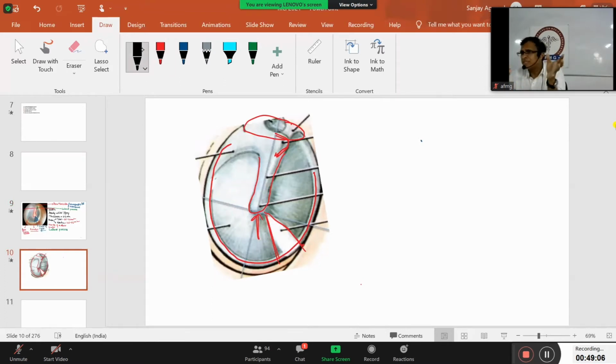This also comprises the external ear. Remember, external ear is pinna, canal, and the outer surface of the tympanic membrane. The last thing we talk about in the external ear anatomy is the nerve supply. Nerve.